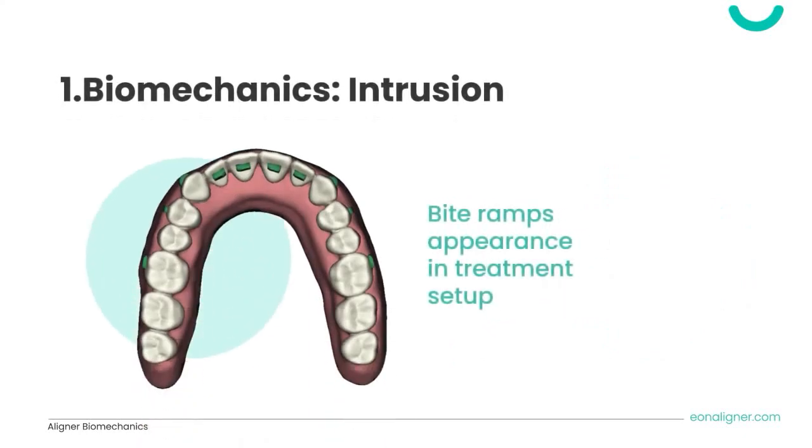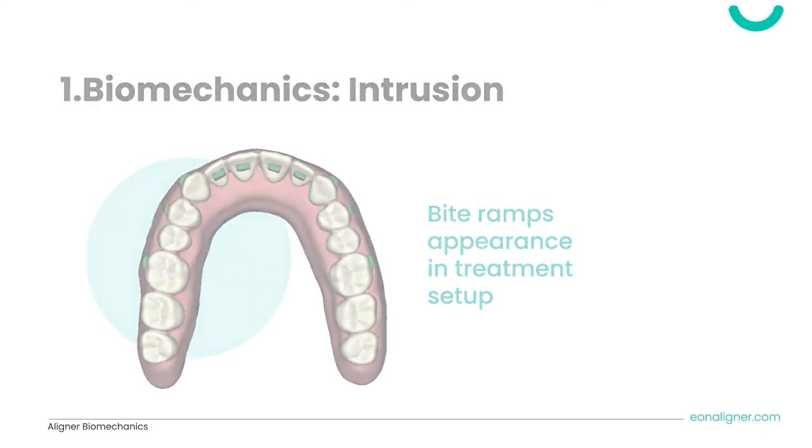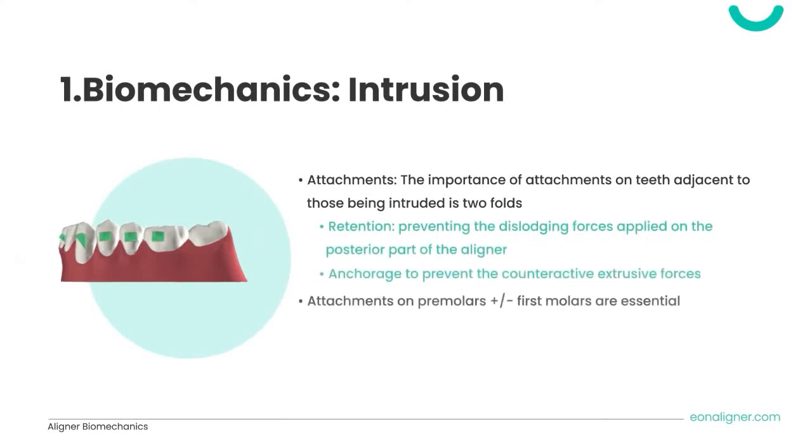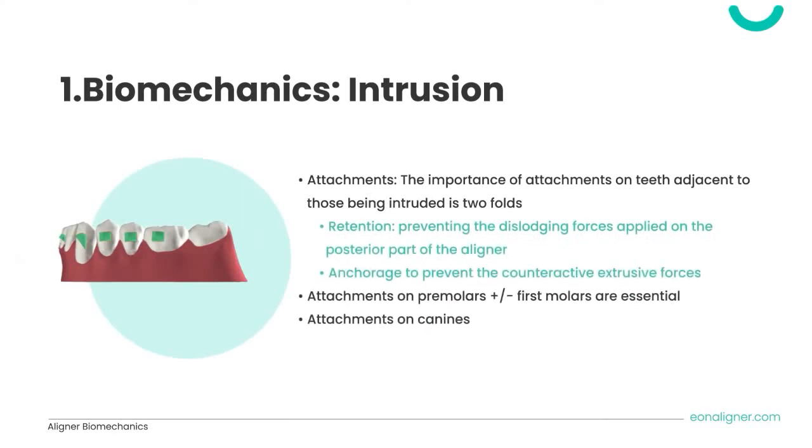This illustration shows how bite ramps appear in the 3D treatment simulation. Note that they are viewed from the top view of the arch as they are placed on the palatal surface of teeth. Second consideration is attachments. The importance of attachments on teeth adjacent to those being intruded is twofold. Firstly, retention to prevent the dislodging forces acting on the posterior teeth, and secondly, when intruding anterior teeth, a counteractive force will tend to extrude posterior teeth as a result. Having attachments on these teeth will provide anchorage to counteract these extrusive forces.